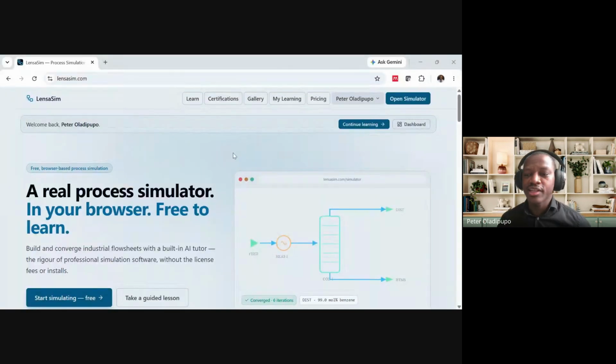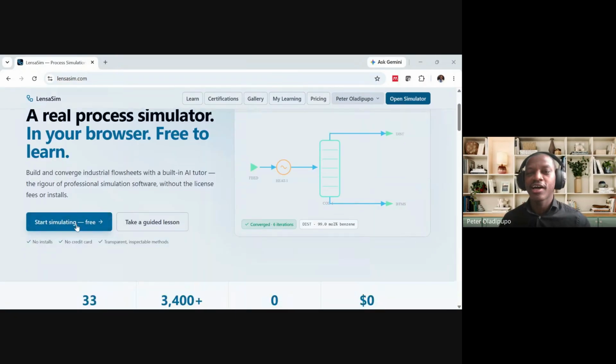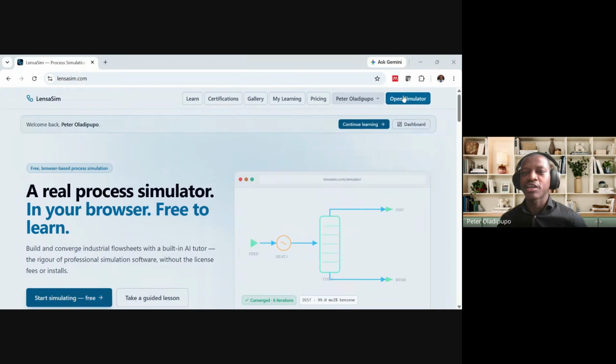Okay, so this is lensasim.com, and as you can see, it's a simple platform. It's straightforward, and all you have to do is click on Open Simulator. You could also start by clicking on Start Simulating Free. You're good to go.